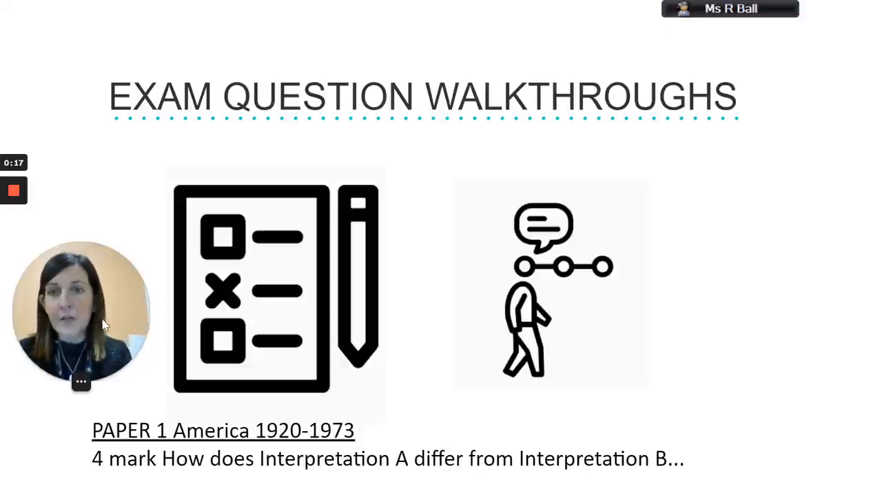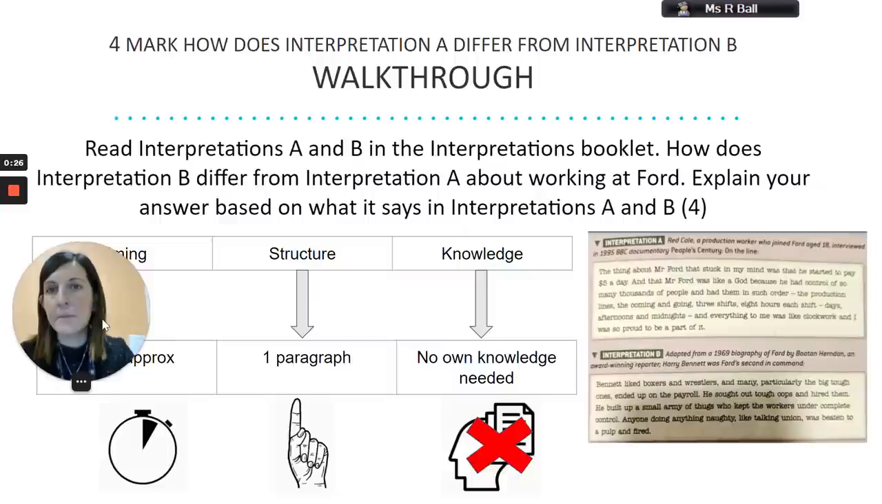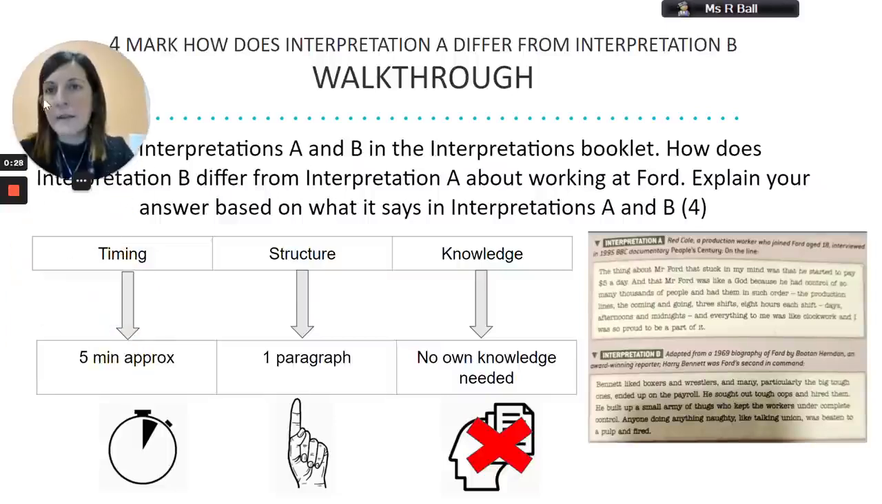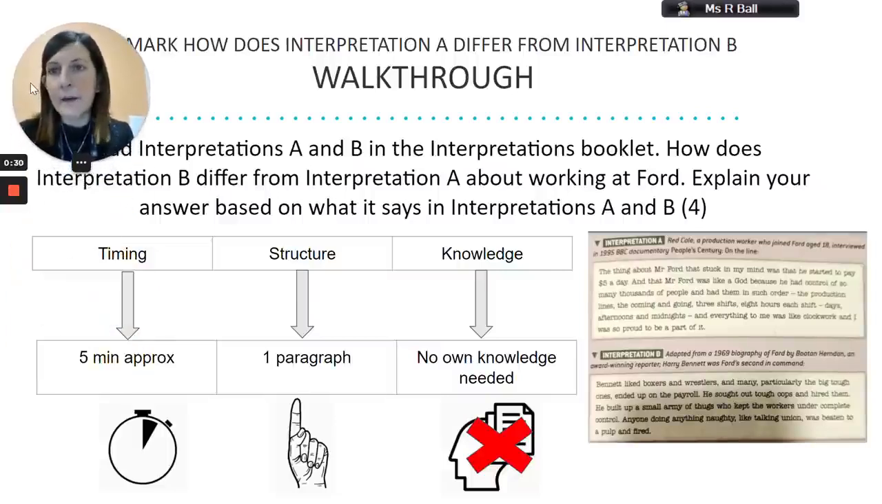So the first question you'll get in this section of the exam paper is a 4-mark question where you're asked to look at two interpretations of an event or a person. In this case, the event is about working at Ford in America in the 1920s. For this question, you will be required to spend about 5 minutes to write one paragraph, and you do not need any of your own knowledge. And that's really, really important.